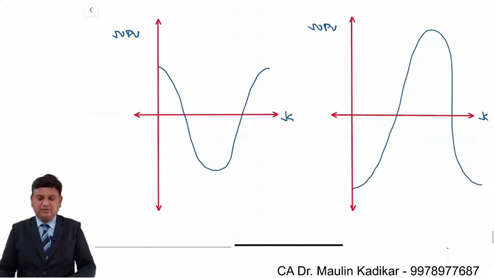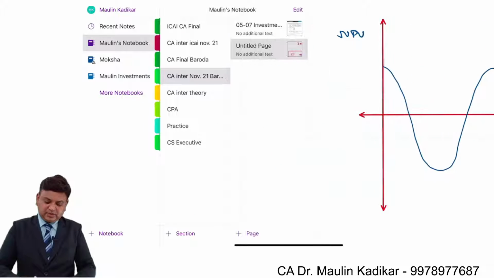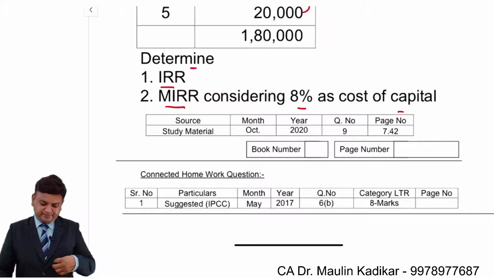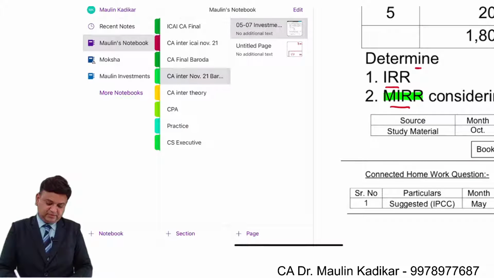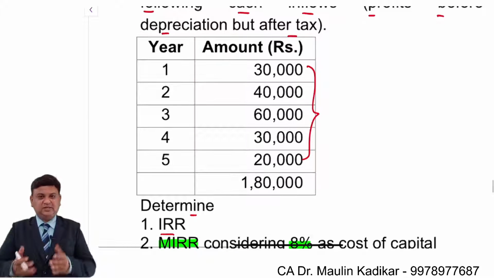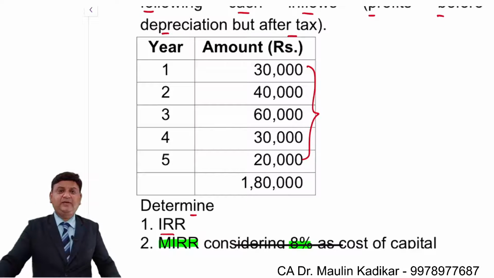We don't have any numerical question because the institute has not included a numerical question for multiple IRR. So the second part of the question: calculate modified IRR using 8% cost of capital. I want somebody of you to tell me, just a new question, how can we calculate modified IRR? Anybody can tell me.